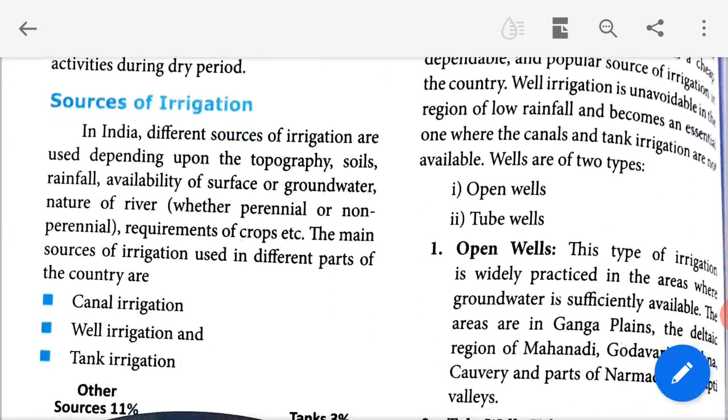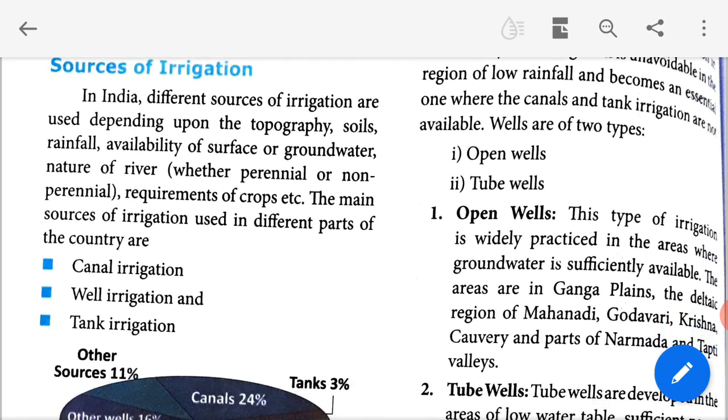Sources of irrigation. What are the various ways by which we get irrigated? In India, different sources of irrigation are used depending upon the topography, that is the kind of landform we are in, soil, rainfall, availability of surface or groundwater, and nature of river. Rivers can be classified into perennial rivers, which don't dry throughout the year, and non-perennial rivers, which become dry or shrink during the hot season.